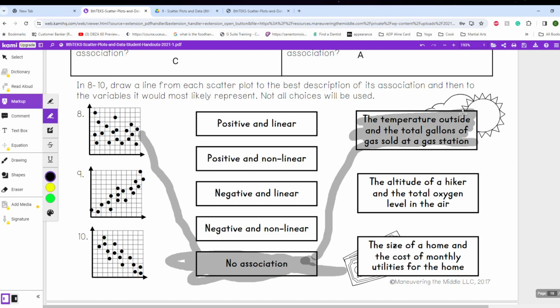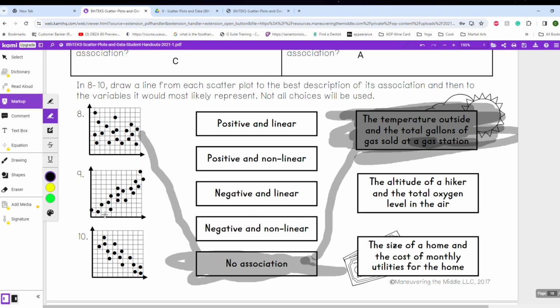Even though, you know what, I'm not going to get into it, but there is actually an association, maybe not with temperature, but with like the time of year. So it kind of indirectly has a relation to the temperature.